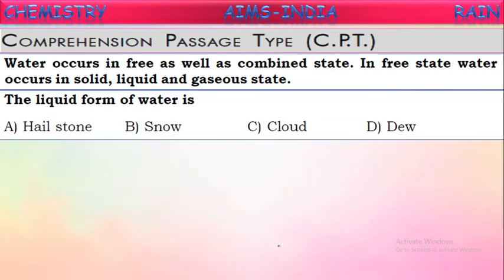The liquid form of water is. What is the liquid form among these? See the options given once. Is hailstone a liquid? No, it is solid state. What about snow? Snow is also a solid state. Clouds? Clouds come under gaseous state. They contain water vapor in them. So clouds are in the gaseous form. Dew is a liquid form of water. So the liquid form of water here is dew. Dew is the correct answer.